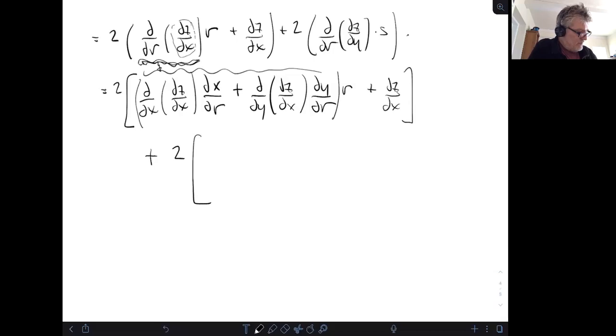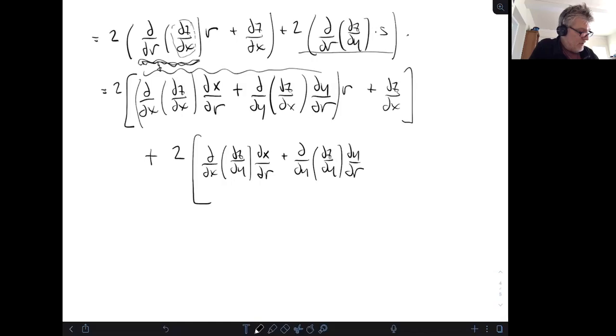And now for the second part, so this is the second bracket, which is here. Okay, so again, del R of del Z del Y, this is a chain rule. So I'm going to apply the chain rule again. So this is del X of this function times del X del R plus del Y of this function times del Y del R. All of this is multiplied by S. So that's our next step. Okay, so that's actually the hard part. This is the only harder part in the whole thing, okay?